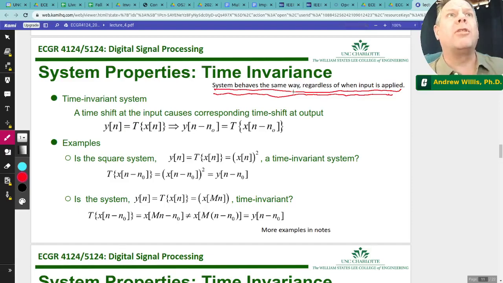But the idea of time invariance is that the system is going to behave the same way, no matter when the input is applied, right? It doesn't mean that the system will always behave the same way.